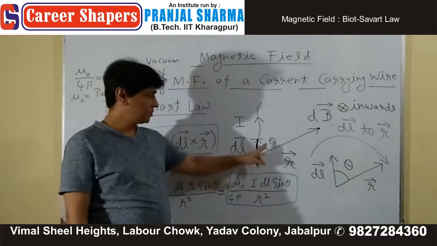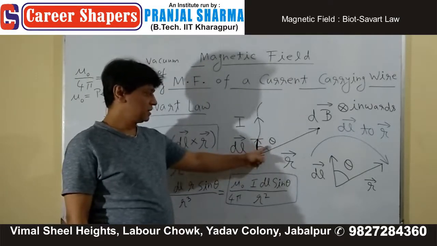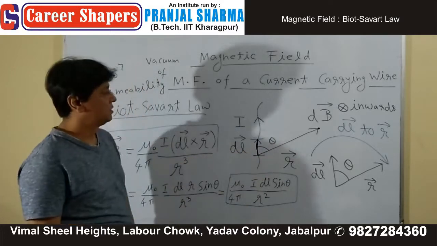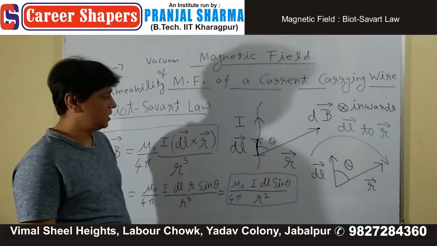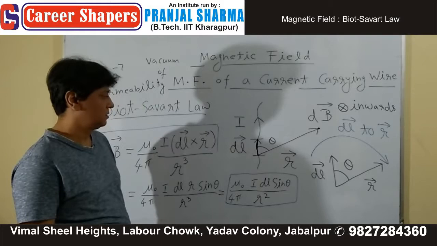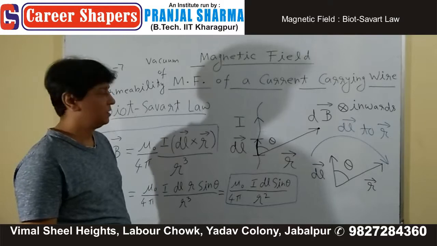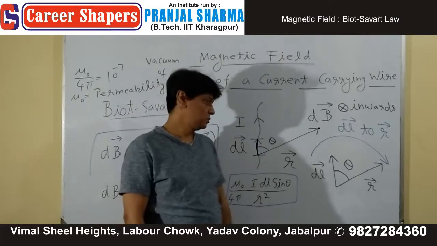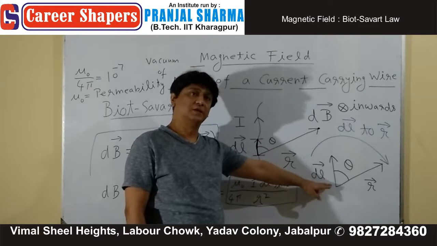Write down a point for theta. Theta is the angle between the dl vector and the r vector. And for finding theta, both vectors should be joined with their tails together.